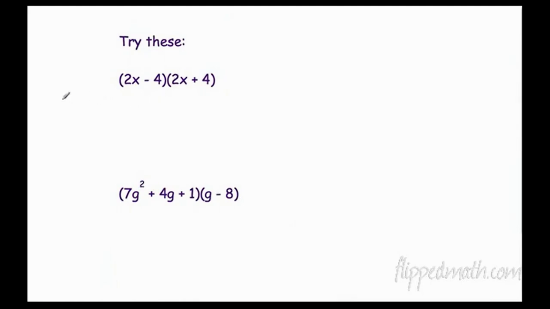Let's try them. All right, first one I'm going to do horizontally. So I'm going to double distribute. So I'm going to distribute 2x. 2x times 2x is 4x squared. 2x times 4 is 8x. Then I'm going to distribute negative 4. Negative 4 times 2x is negative 8x. And negative 4 times 4 is negative 16. Combine like terms, we got them right here in the middle, but 8 and negative 8 cancel out. So we're left with 4x squared minus 16.